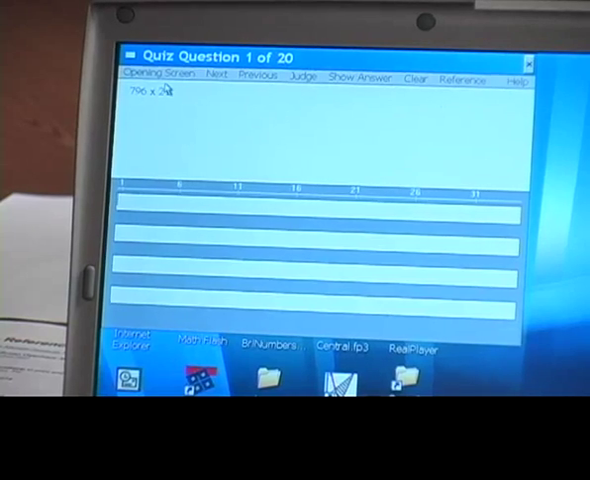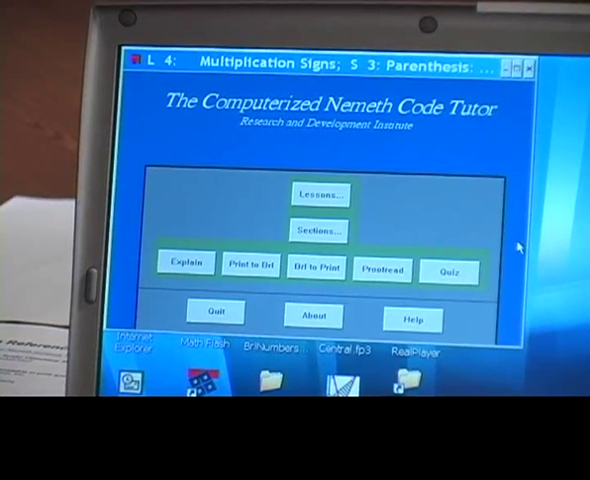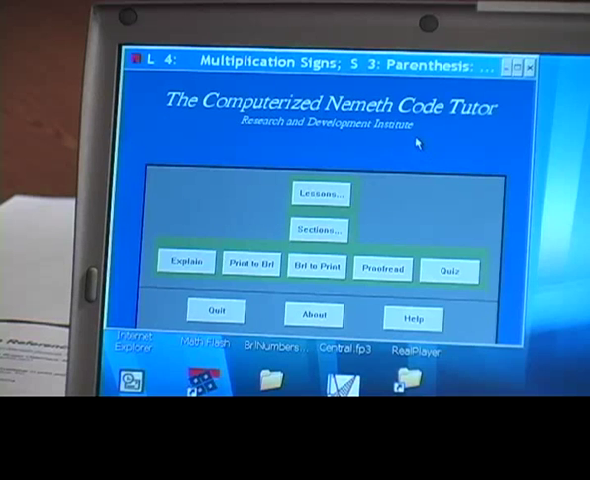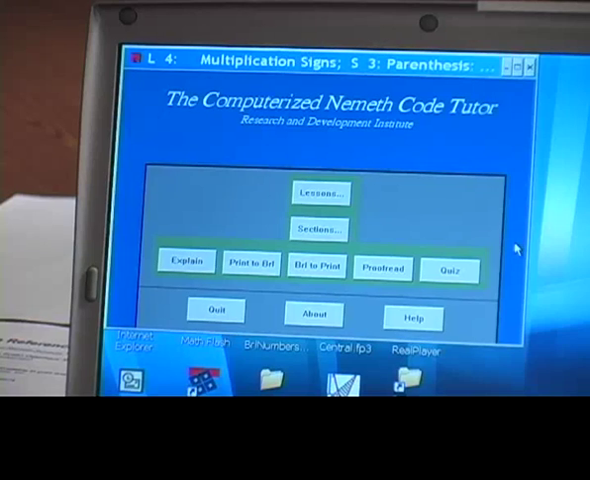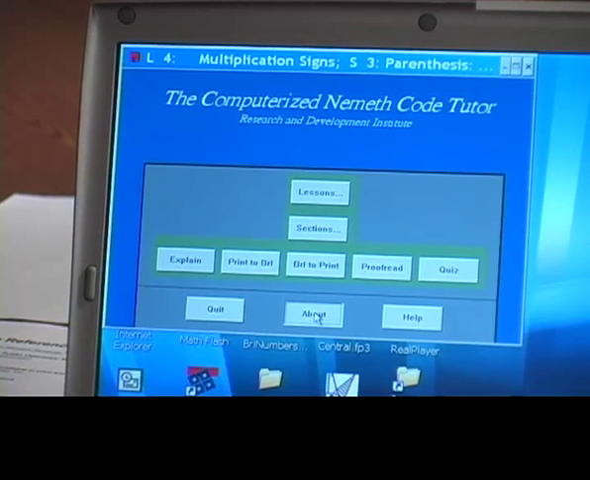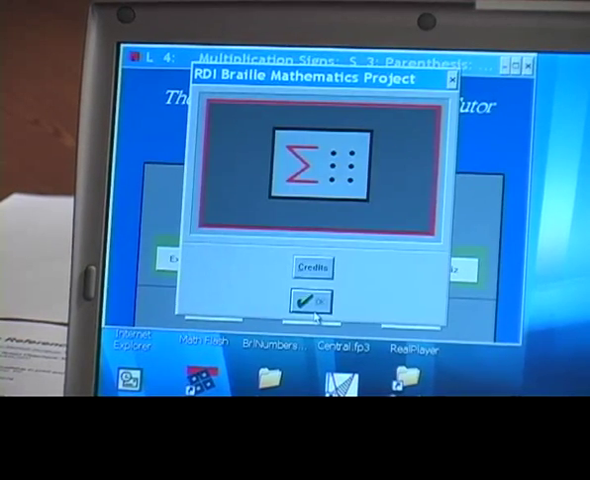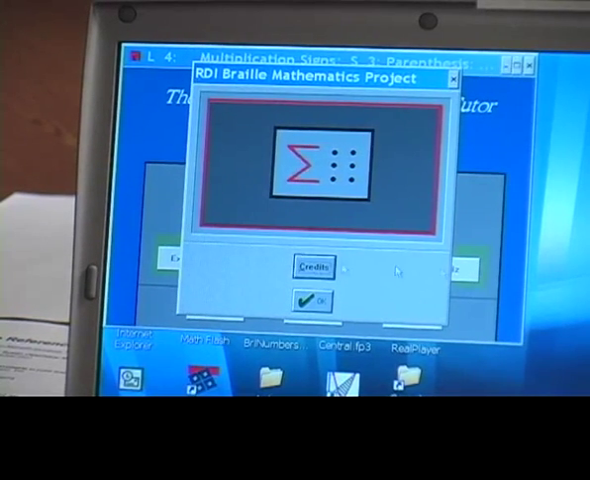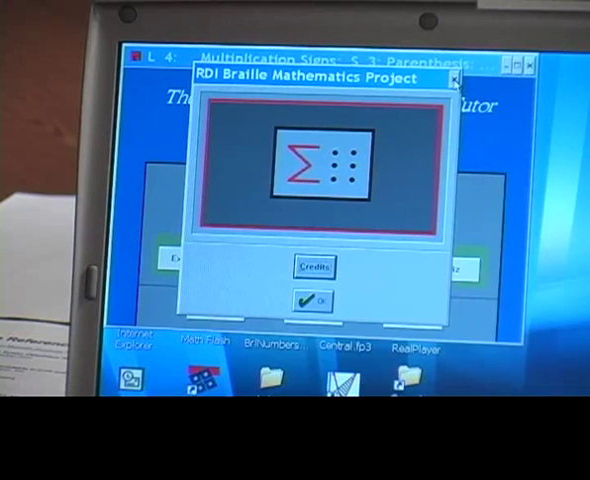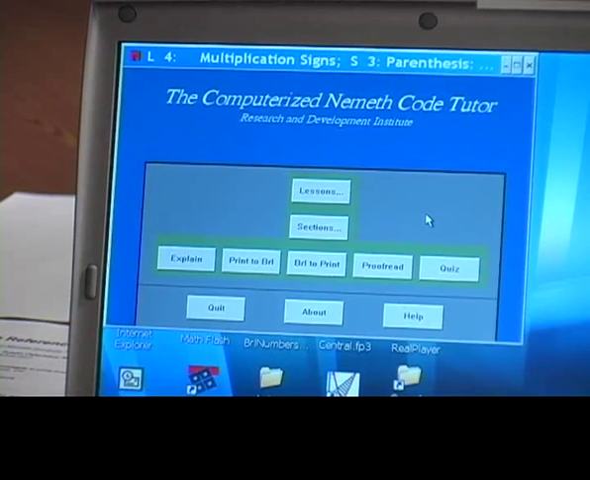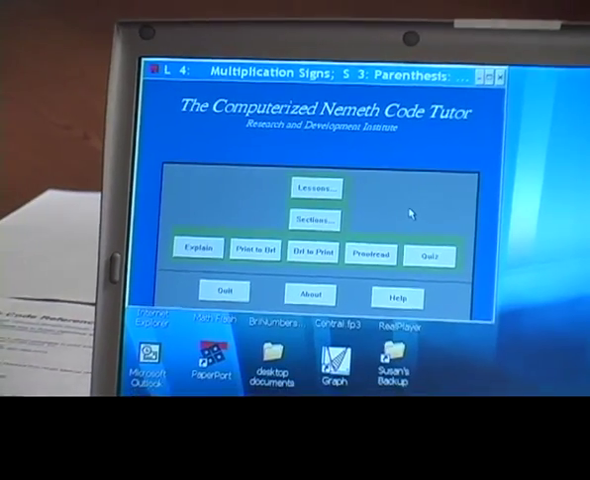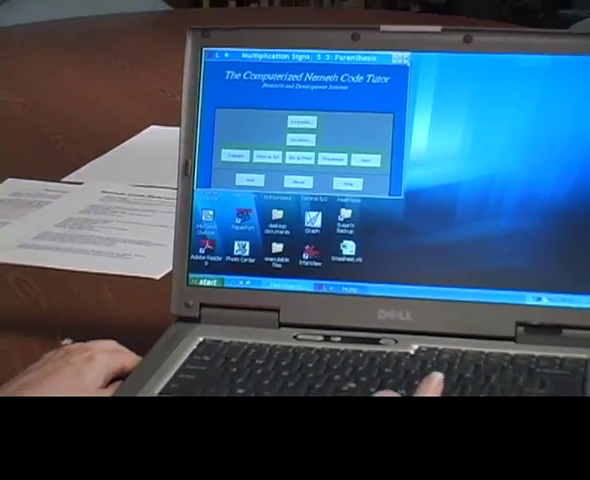So I think that you've got an idea of this, and this was developed by the Research and Development Institute and headed up by Dr. Galen Kapperman, and the About screen tells you about that, and I happen to have worked with these folks as well. But anyway, that is the RDI Braille Mathematics project. So let me make sure I can get out of there. Again, this is available, downloadable for free from my website, and let me go ahead and close this out.